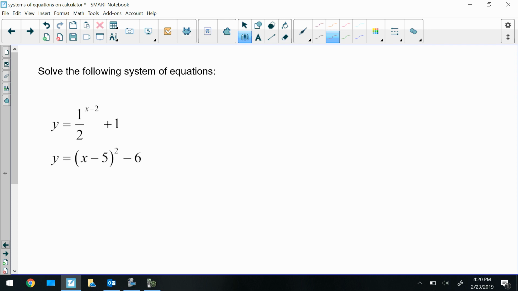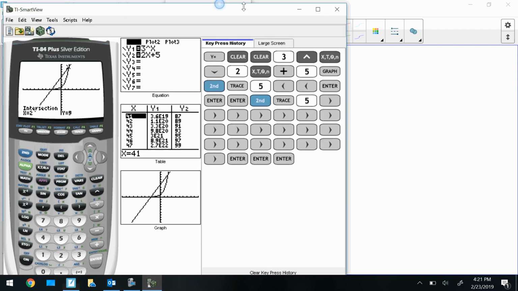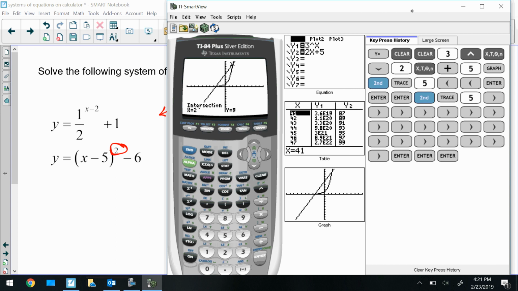If you think about the first equation, this is an exponential. It has an x up in the exponent, so that's how I know it's an exponential. And this is a squared, which makes it a parabola. So I'm going to go back into my calculator. I'm going to move this over this way so I can see.